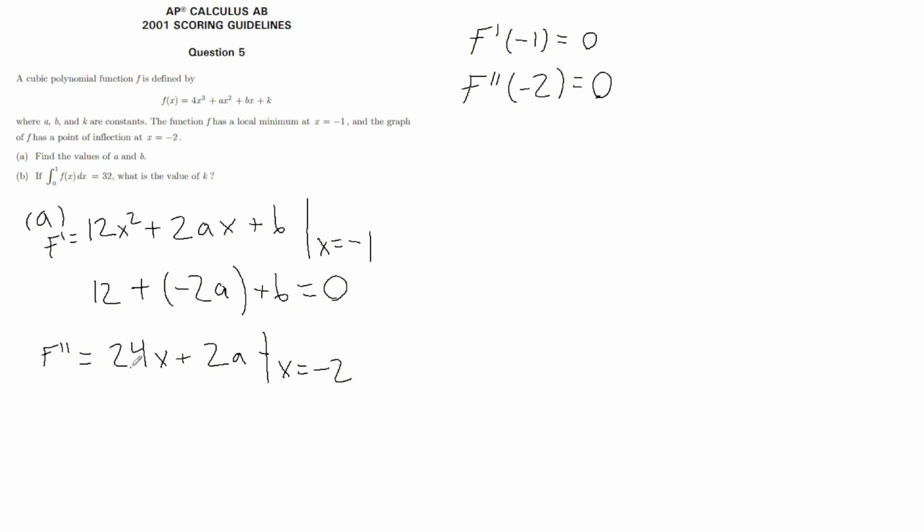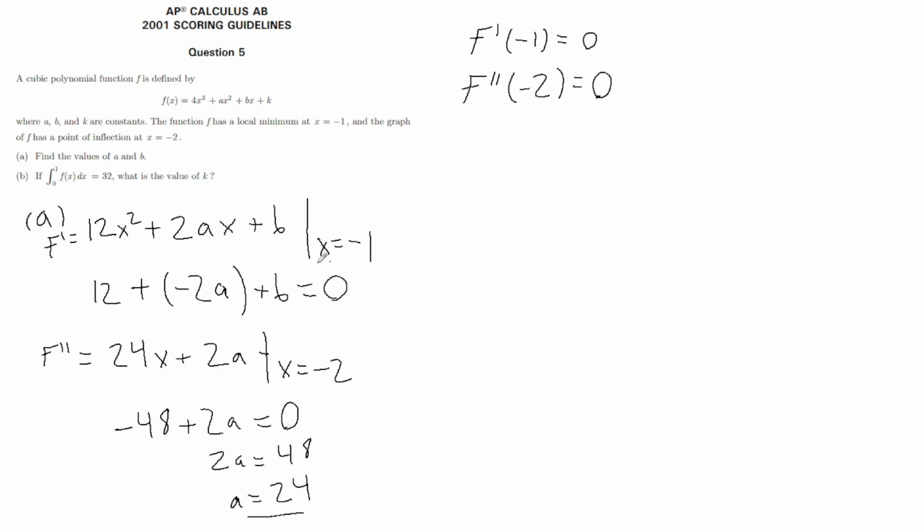So 24 times -2 is -48. Then we're going to go plus 2a equals 0. And now we only have a, so we actually are able to find what one of a or b is equal to. In this case, we can find a. So we just do a little algebra. 2a equals 48. Therefore, a equals 24. So we found what a equals.